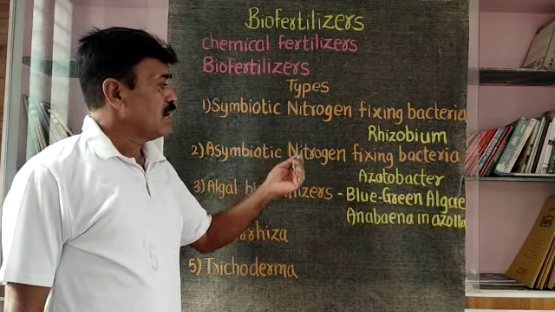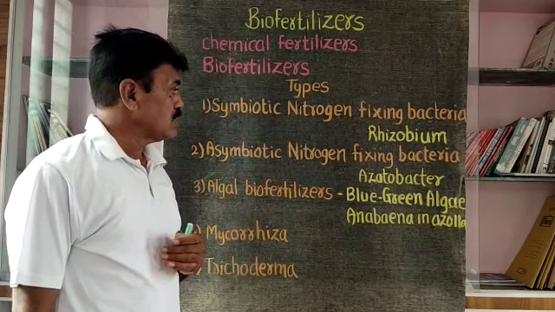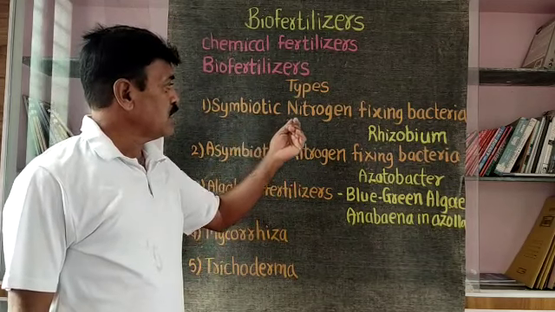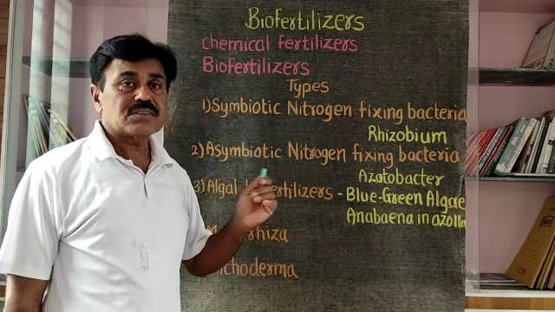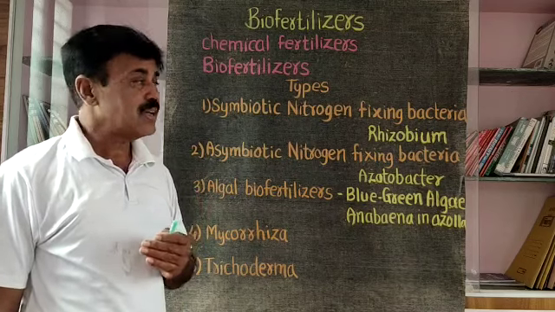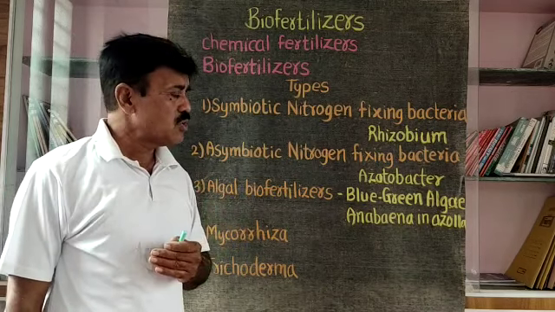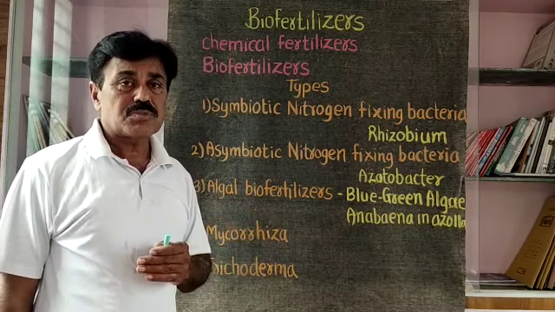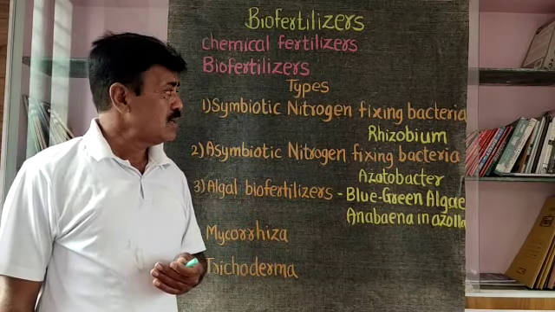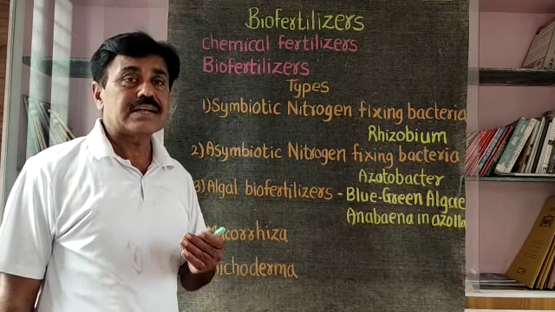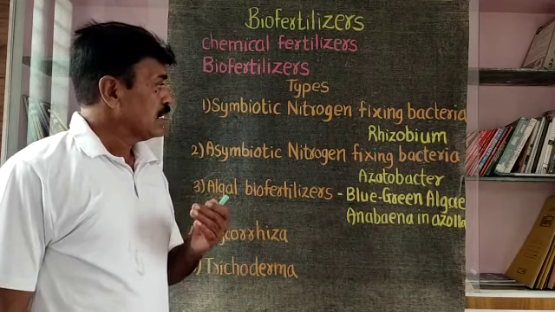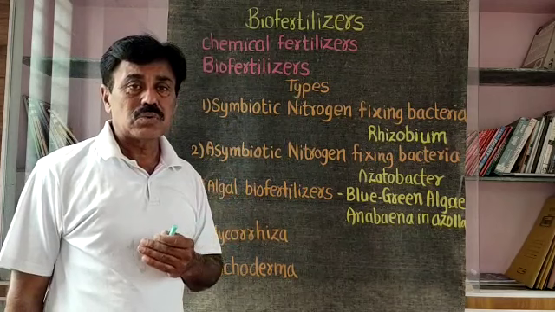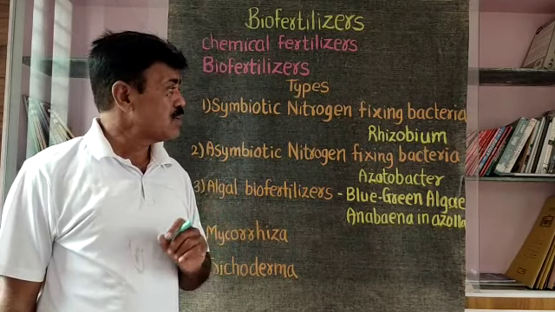In this case, there are two important biofertilizers used, and the first is the symbiotic nitrogen fixing bacteria, that is rhizobium. Rhizobiums are gram-negative bacteria. They are present in the root nodules of leguminous plants. That means members of the Leguminaceae family contain root nodules on the roots.